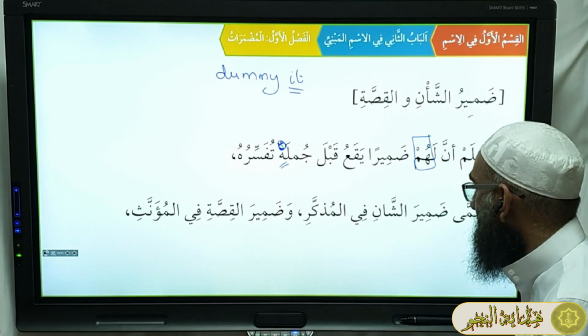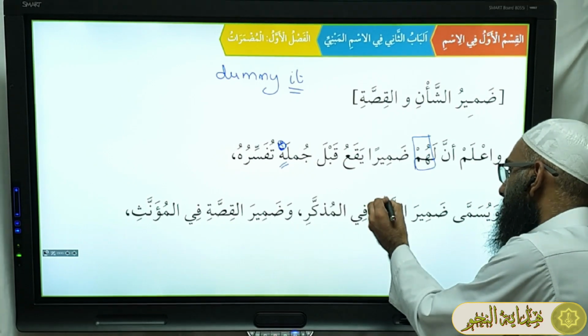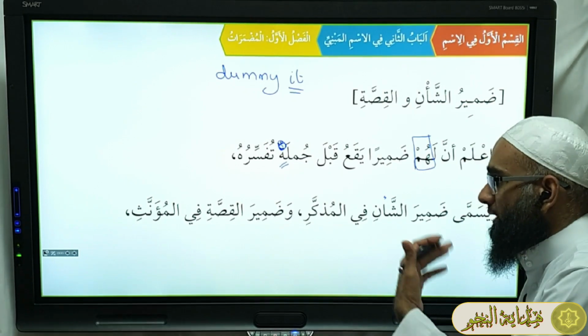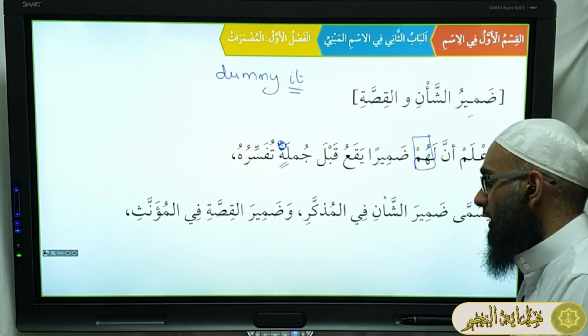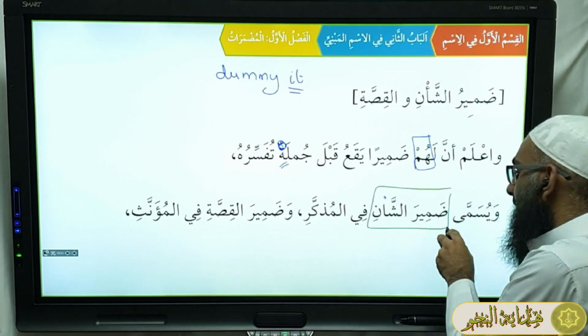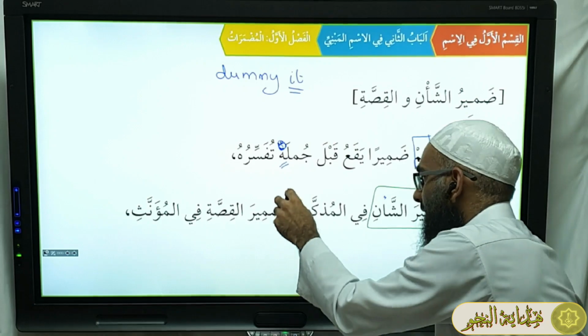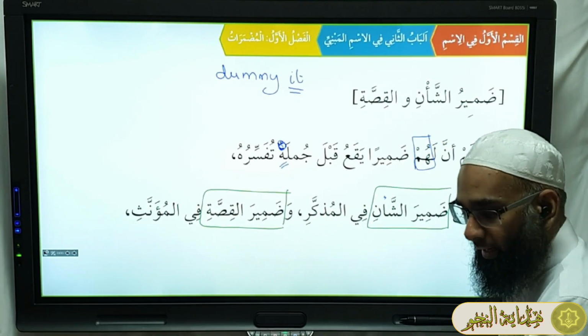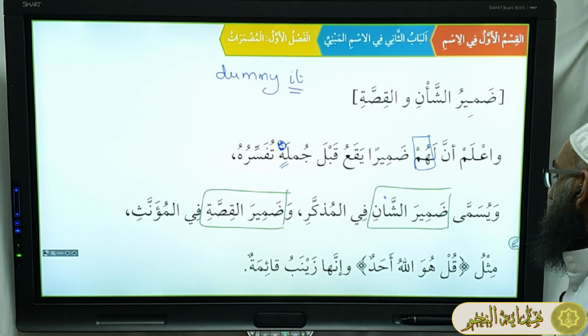وَيُسَمَّى ضَمِيرَ الشَّأْنِ فِي الْمُذَكَّرِ. In the muzakkar form, you call it ضَمِيرُ الشَّأْنِ. And in mu'annas form, you call it ضَمِيرُ الْقِصَّةِ. It is called dhamir ash-sha'n if it's a muzakkar dhamir, and if it's a mu'annas dhamir, it is called what? ضَمِيرُ الْقِصَّةِ. Okay? And via example, it should become clearer, inshallah.